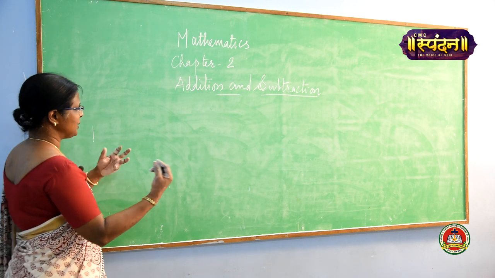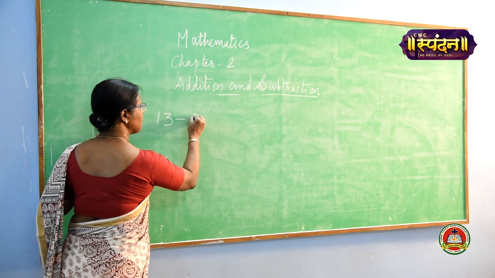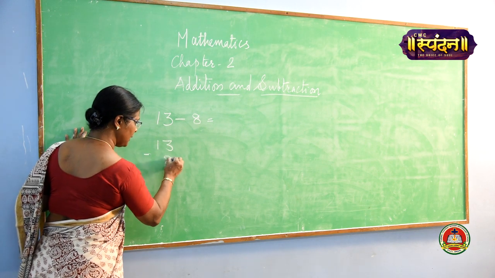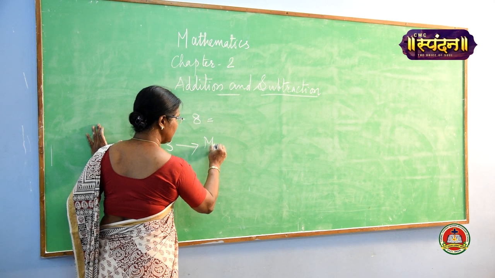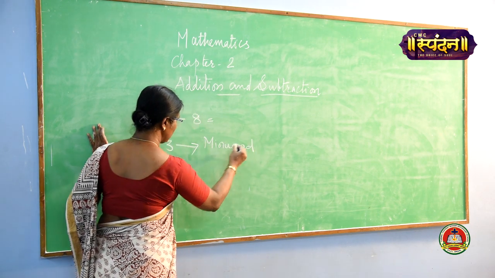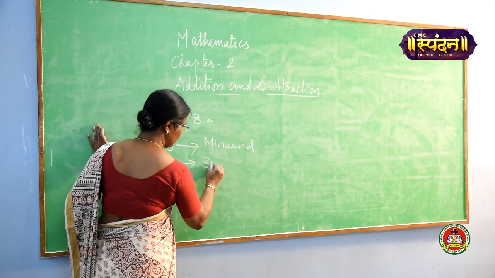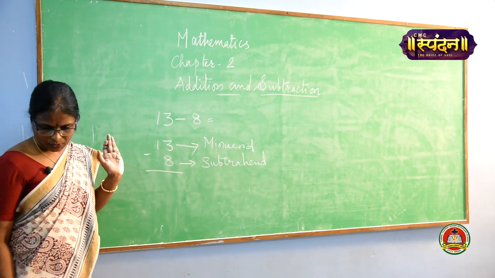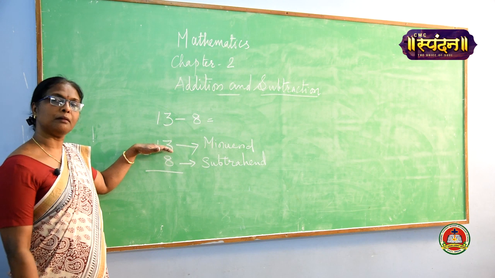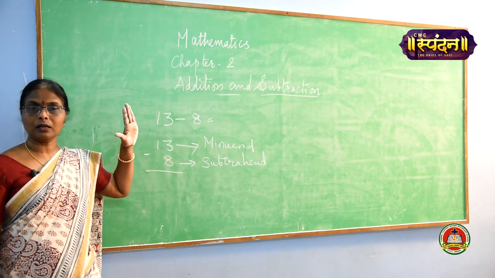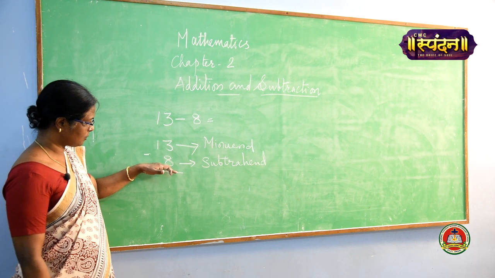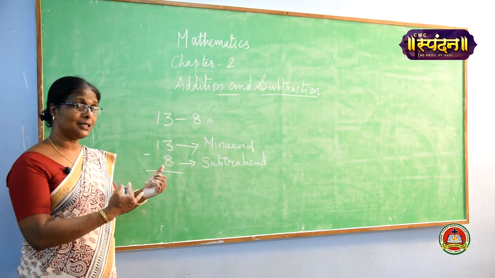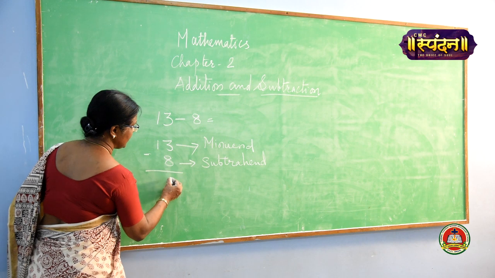Okay. So suppose I am taking a very small example here, 13 minus 8. Here I am going to write it vertically, 13 minus 8. Here 13 is called the minuend and 8 is a smaller number which is to be subtracted, so it is called the subtrahend. The bigger number is called the minuend and the smaller number is called the subtrahend. That means the number which is to be subtracted is called subtrahend, and the number from which it is subtracted is called the minuend. The answer or the result obtained after subtraction, that is 13 minus 8 is 5.